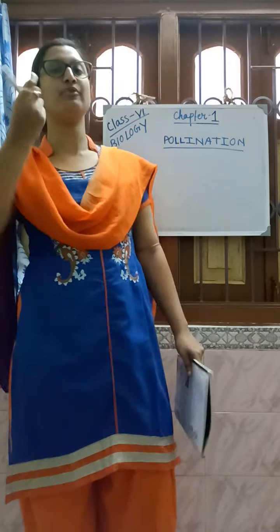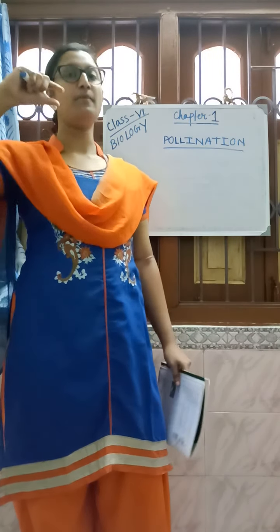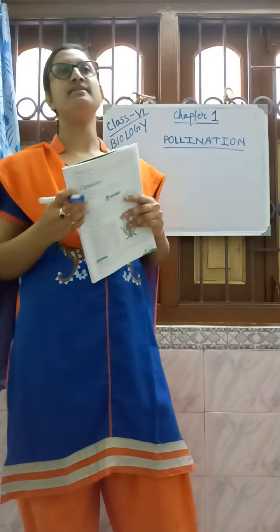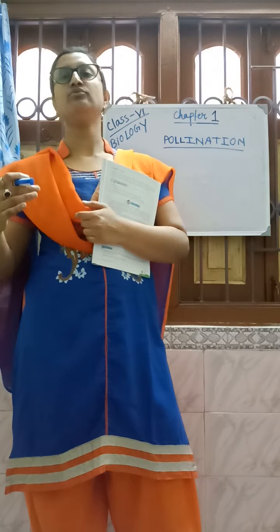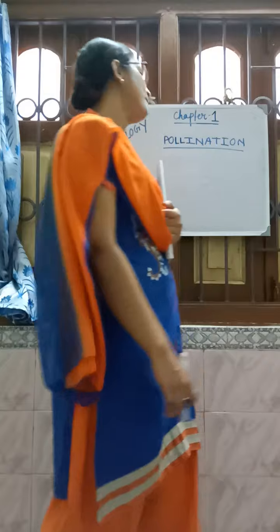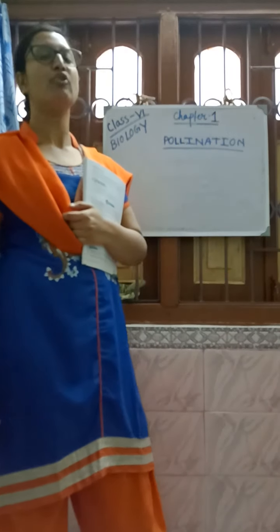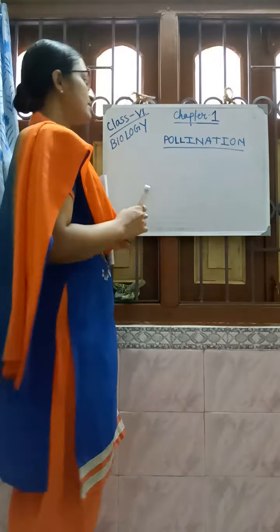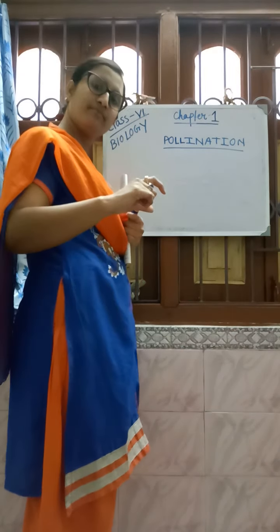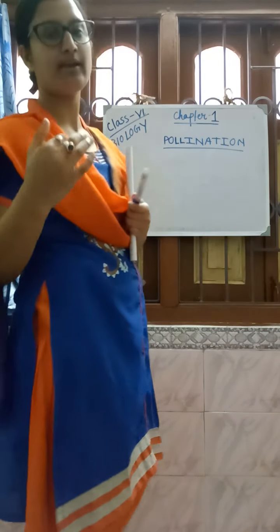Pollen grain means, you know, the anther produces pollen grains. These pollen grains are the male gametes. So pollination is the transfer of male gametes from the anther to the stigma. The stigma is the female reproductive part. This process is called pollination: the transfer of pollen grain from the anther to the stigma of the same flower or another flower.